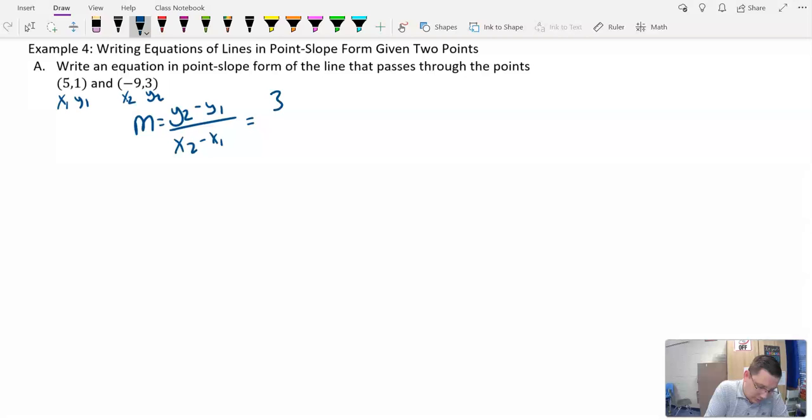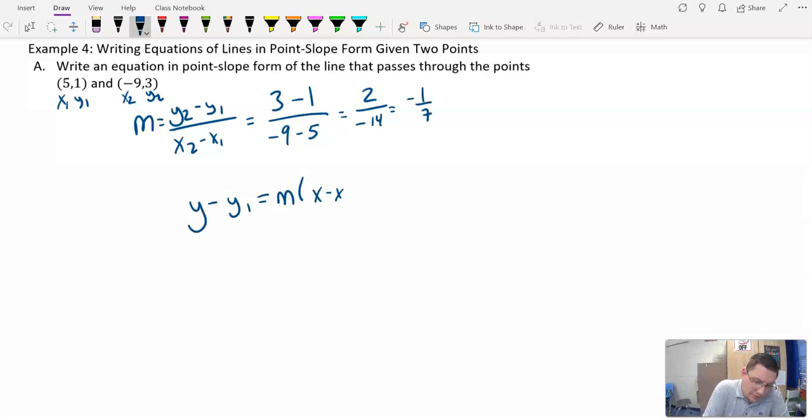And so 3 minus 1 over negative 9 minus 5. So that's 2 over negative 14, which reduces to negative 1/7. Now, when we plug into the point slope form, y minus y sub 1 is equal to m times x minus x sub 1, I can use what's already labeled the x sub 1 and y sub 1, or I could choose to use this one.